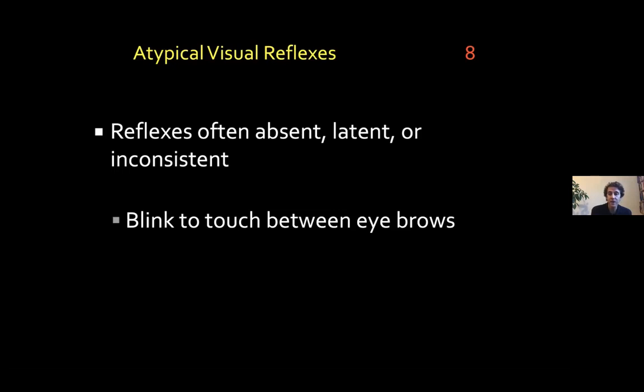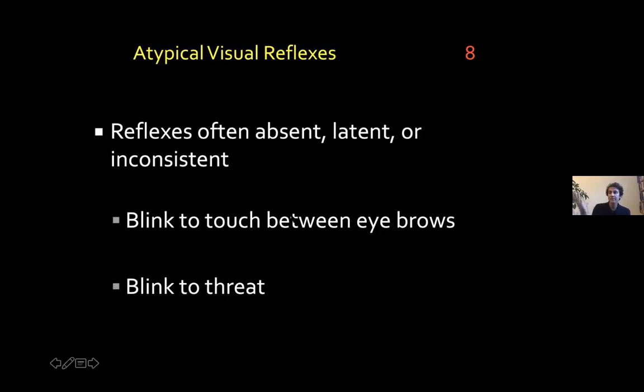Children with CVI often have that reflex completely absent. They don't have it at all. Or it's latent, meaning there's a touch and then it takes a few seconds before the blink, or it's inconsistent. Sometimes there's a blink and sometimes there isn't. So that's a red flag for a neurological visual processing disorder.